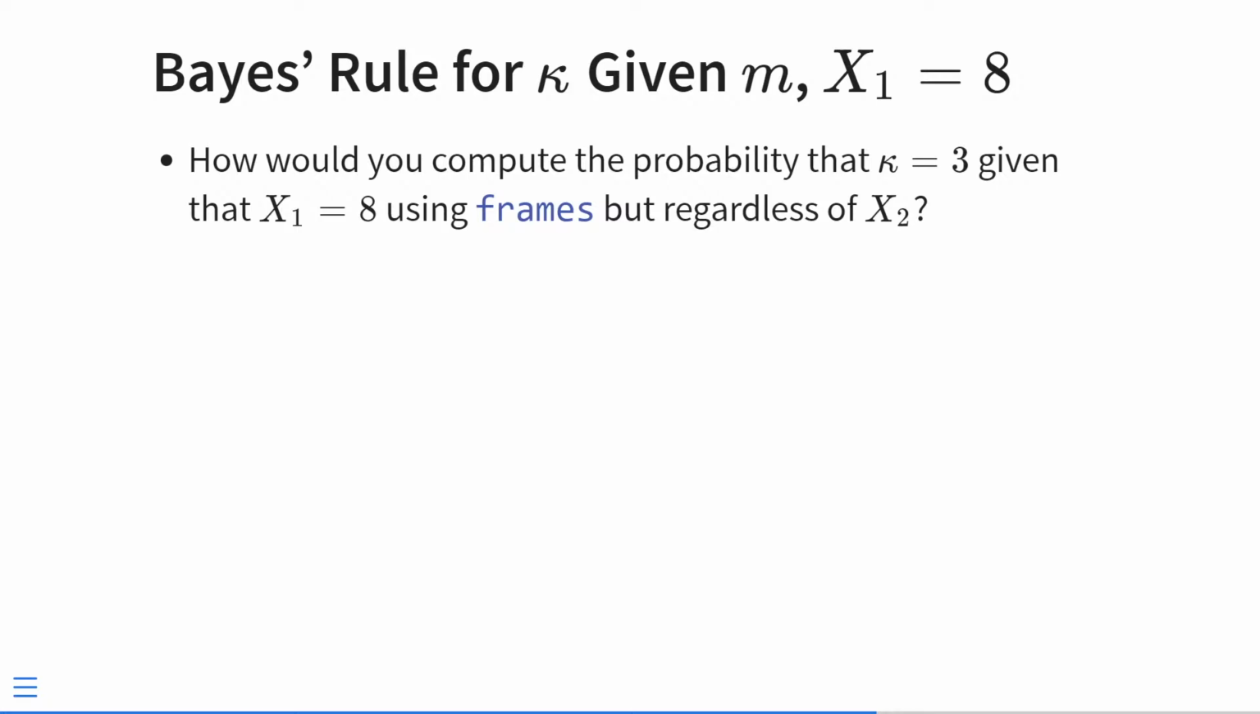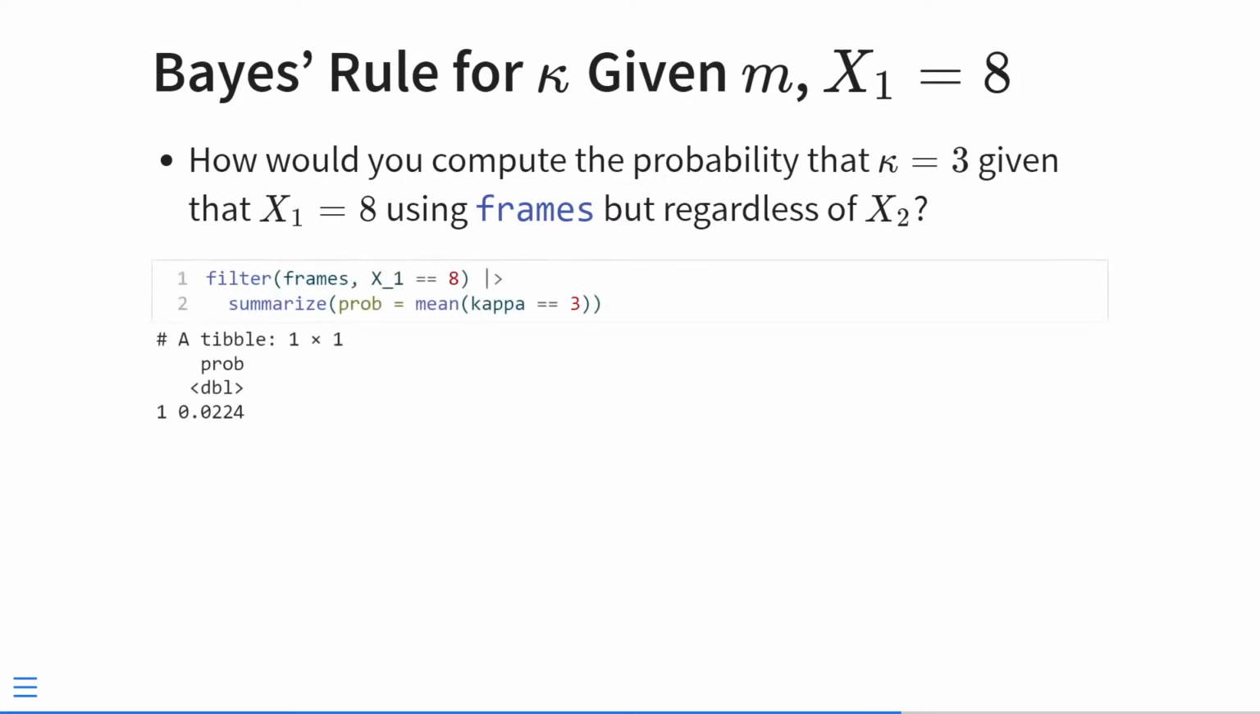We just filter where x1 equals 8, and then summarize by the mean when kappa equals 3. Filter to condition. Condition on the event x1 is 8. Then calculate the probability, which is the proportion of times where kappa is 3. You get 0.0224.